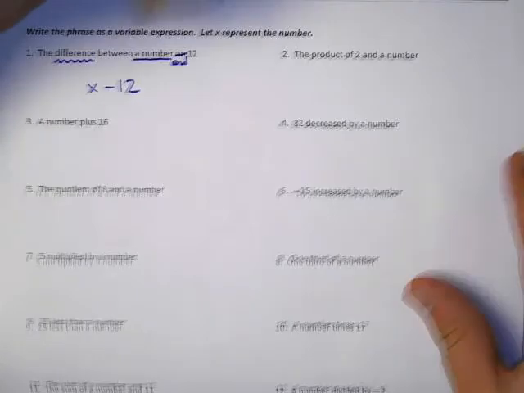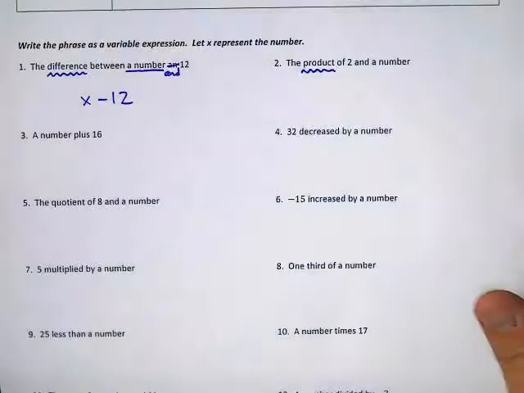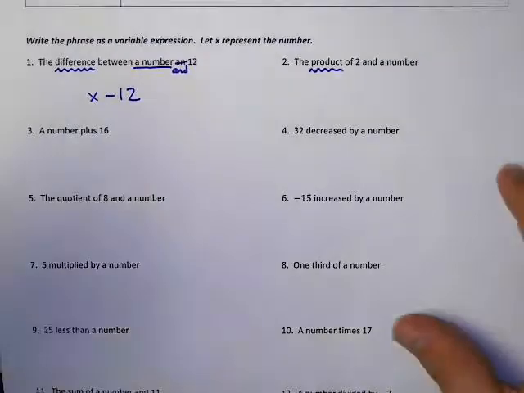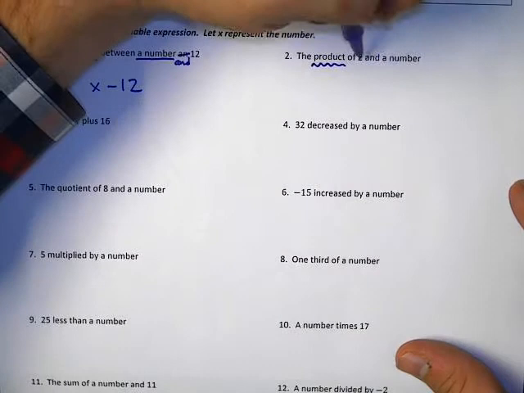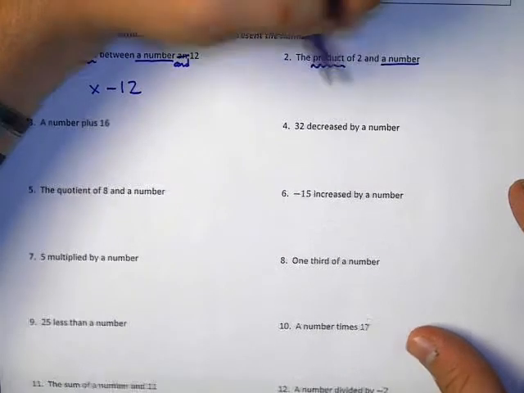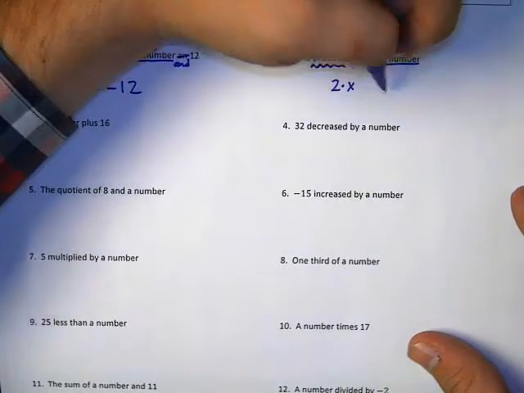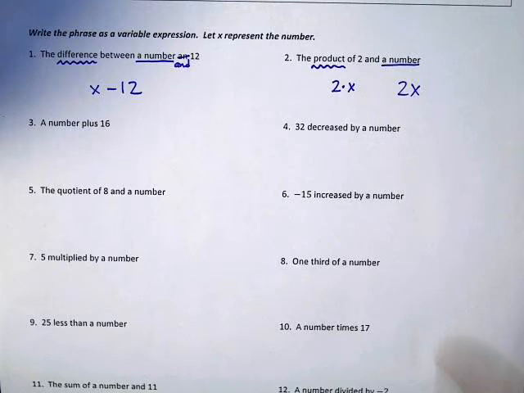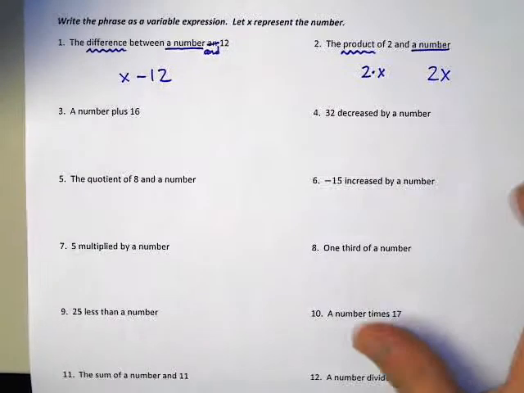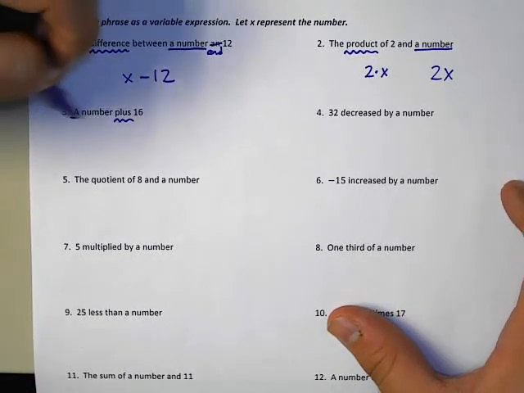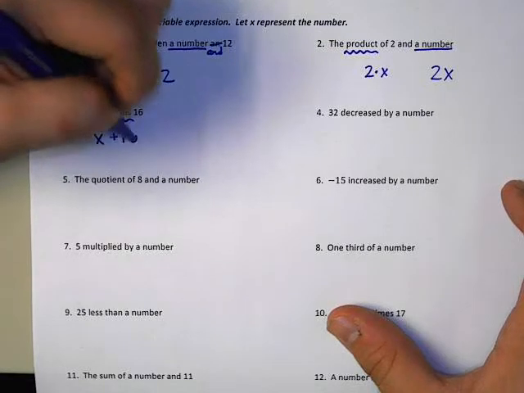Now, the next one, product. If you need to, go back, but hopefully we agree that product is a times or multiplication word. So in this case, I'm going to be using multiplication, and it says of 2 and a number. So I have to multiply 2 and a number, or just 2x. Alright, let's keep going. Keyword here, plus. So a number plus 16 means x plus 16.